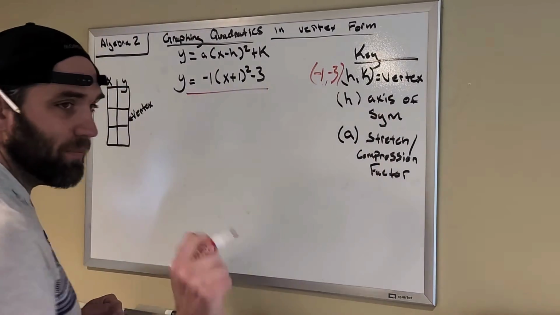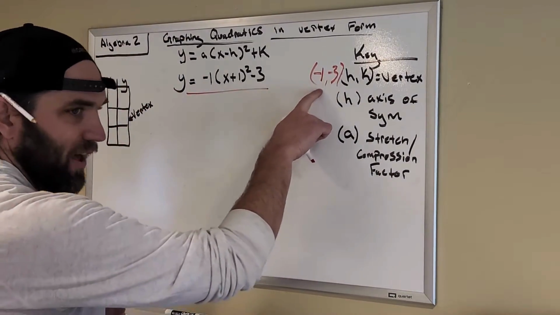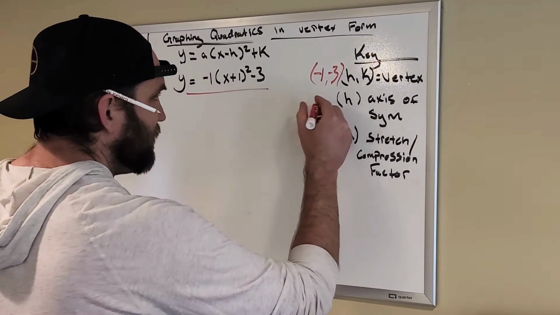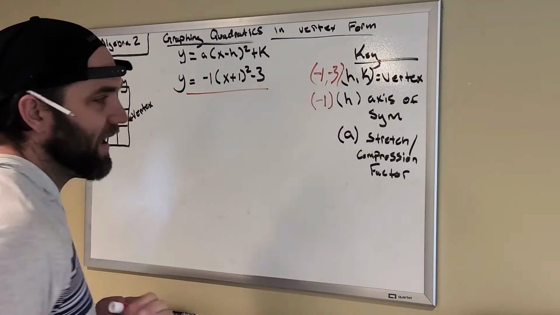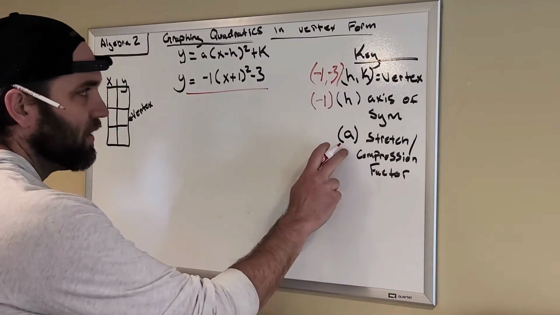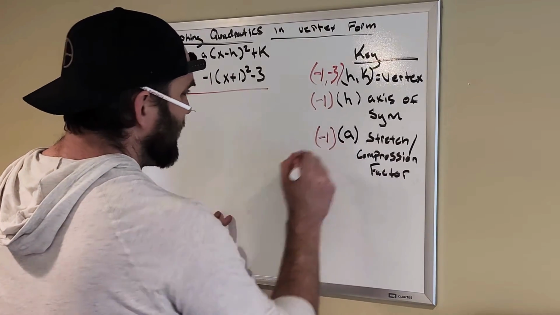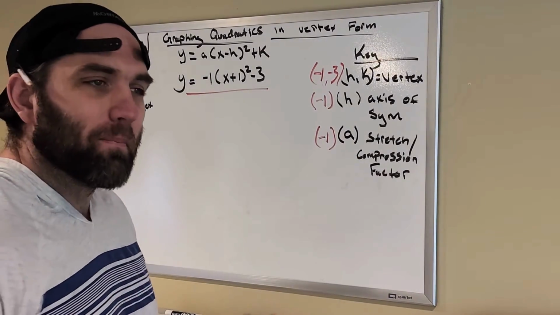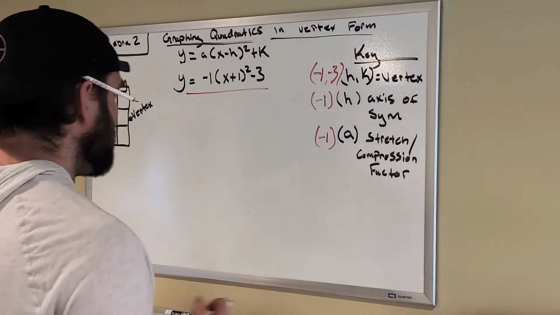My axis of symmetry is my h value. It's just going to be that first value of the vertex, the x value of the vertex. So -1 is my axis of symmetry. And then my stretch or compression factor, here I can see it's a -1. That's something we can look at later to make sure the parabola looks like it should.